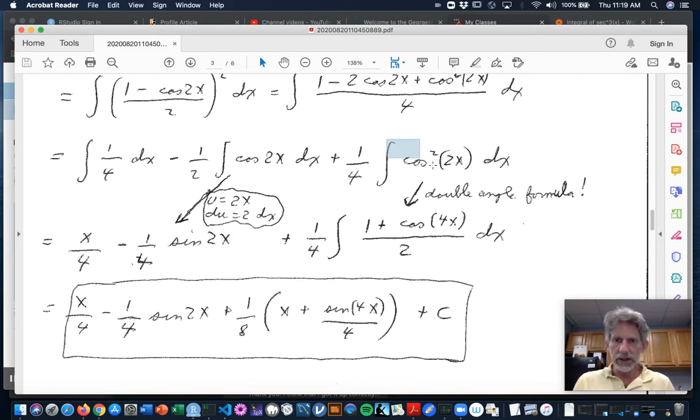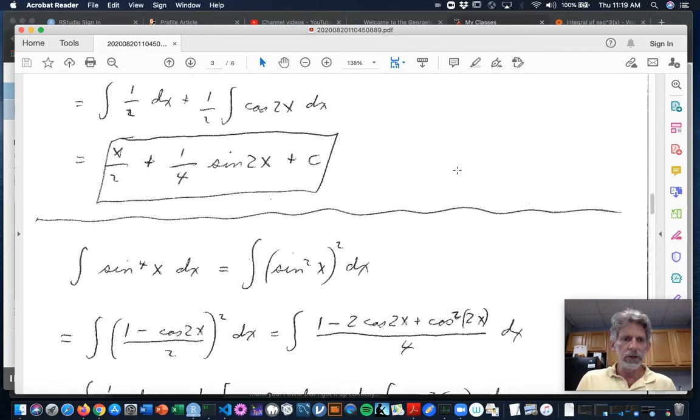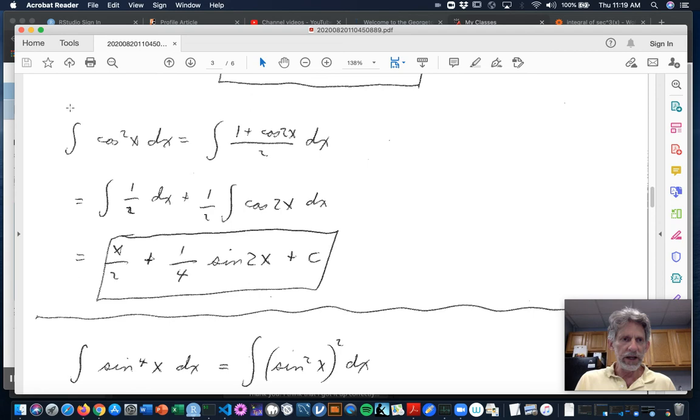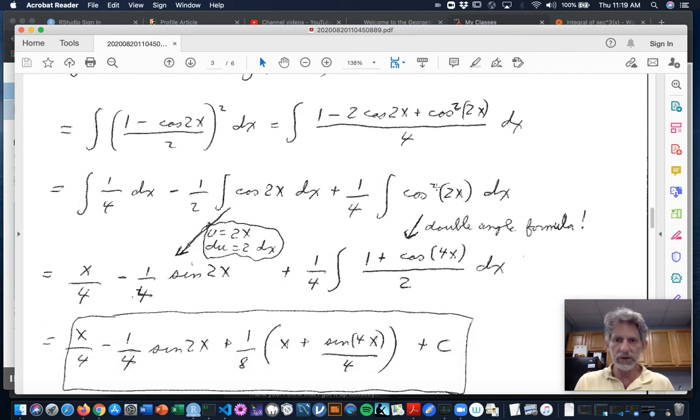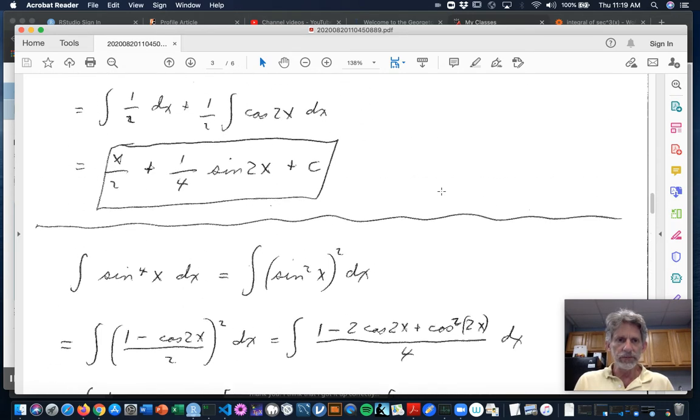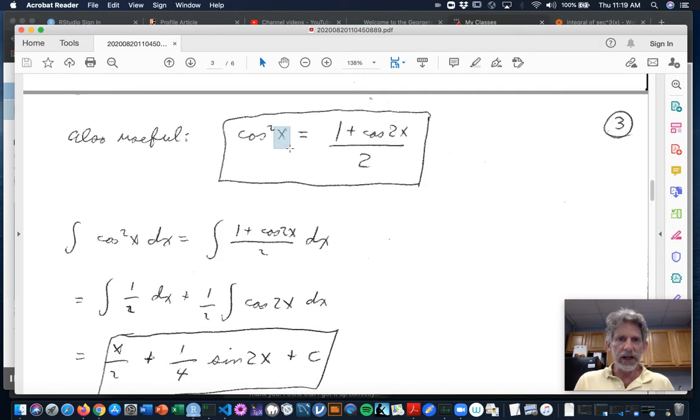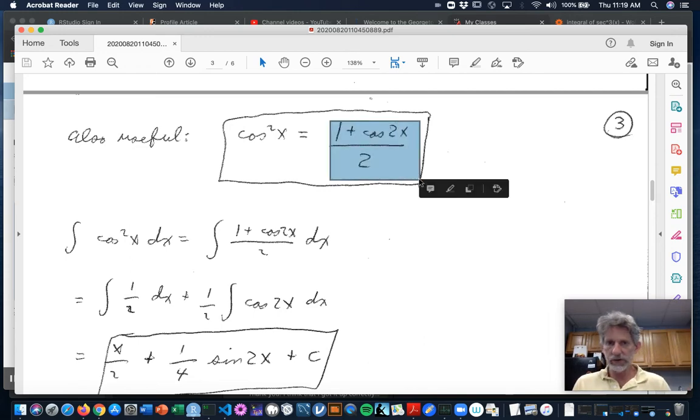Now this one here might look new and different. We know how to do cosine squared x, but how do you do cosine squared of 2x? Well, you just use the double angle formula again, except in the double angle formula, wherever you see an x, put a 2x. You would then have cosine squared of 2x is 1 plus the cosine of 4x over 2.